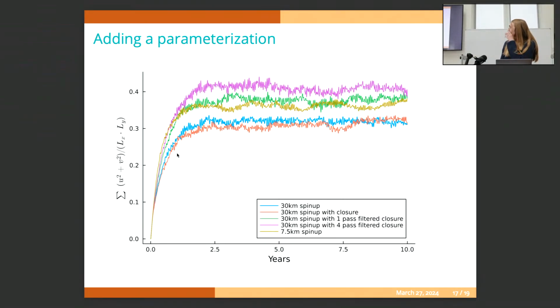Okay. So this is what happens with the Milan's model when I added a parameterization. So specifically, the blue line here is my low resolution spin up. So this is a measure of kinetic energy in the system. This is the spin up over 10 years.